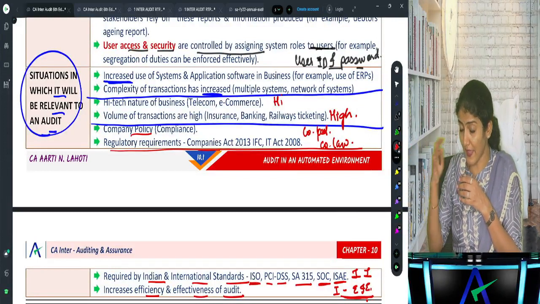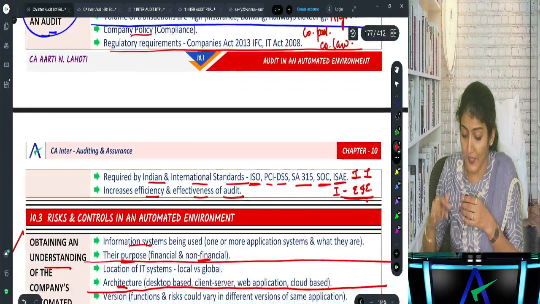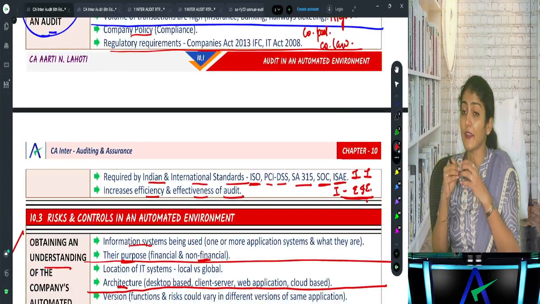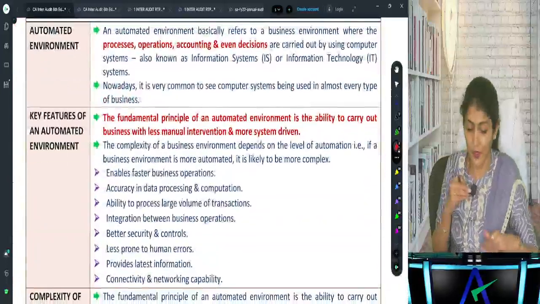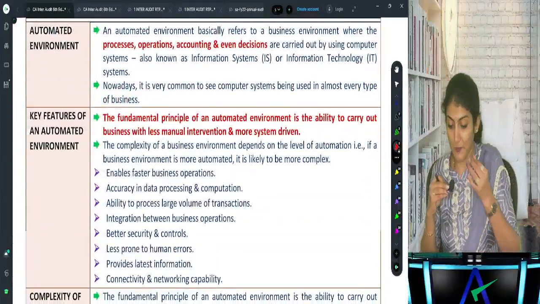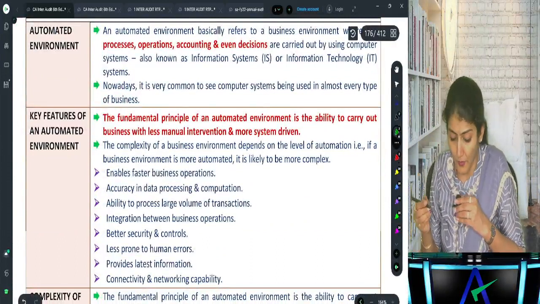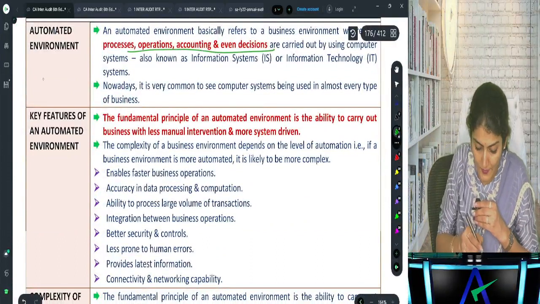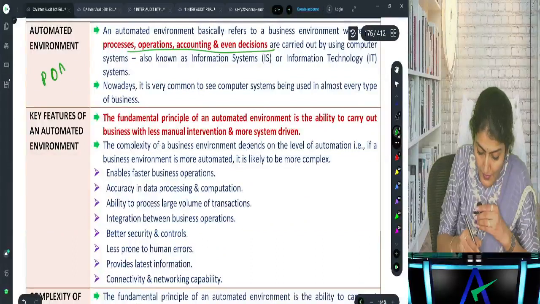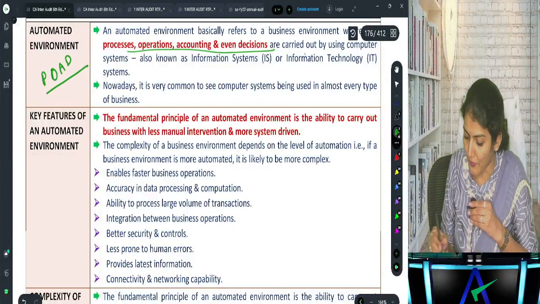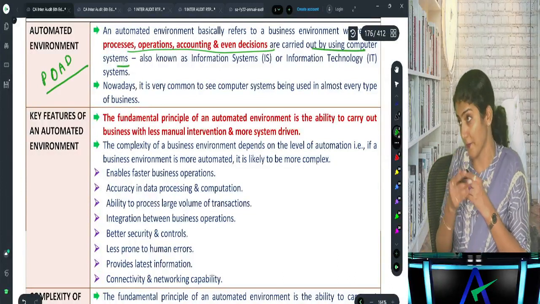Company policy, then regulatory requirement, Indian and international standard. Act and increases the efficiency and effectiveness of the audit. And then you have the automated environment. What is an automated environment? In which the POAD. What is POAD? Processes, operations, accounting, and even the decisions are carried on with the help of the computer system.